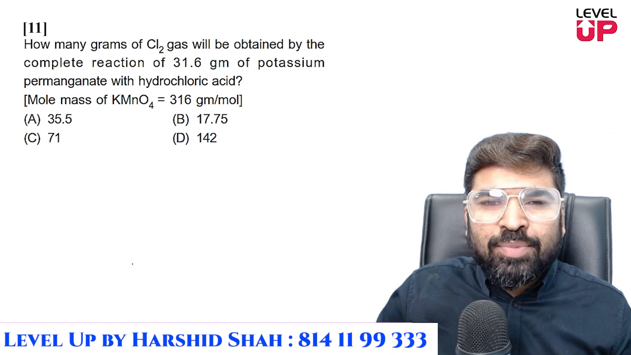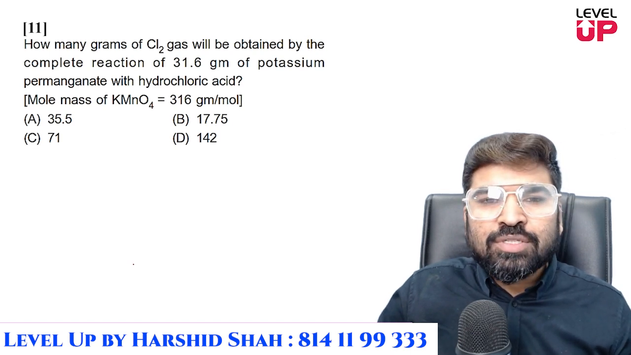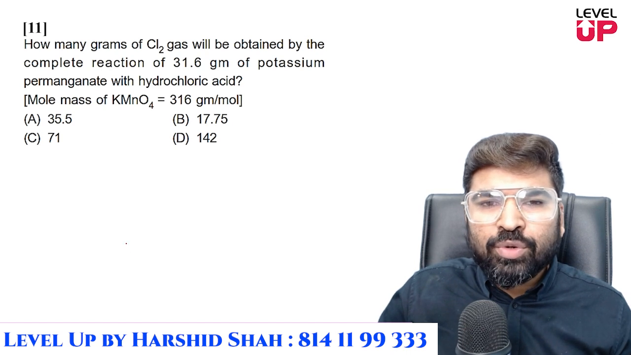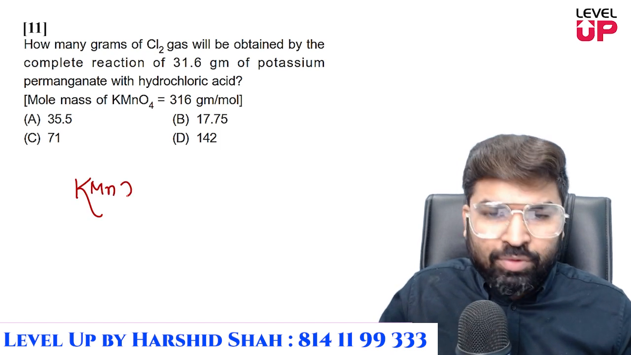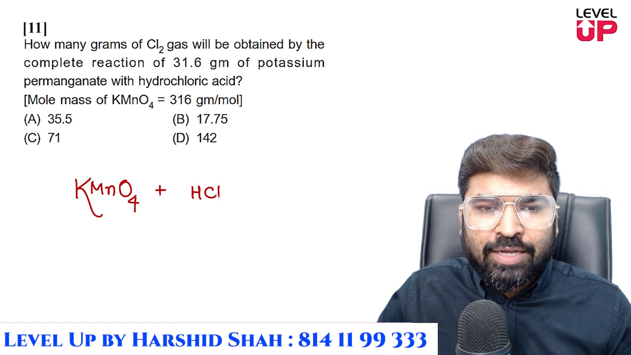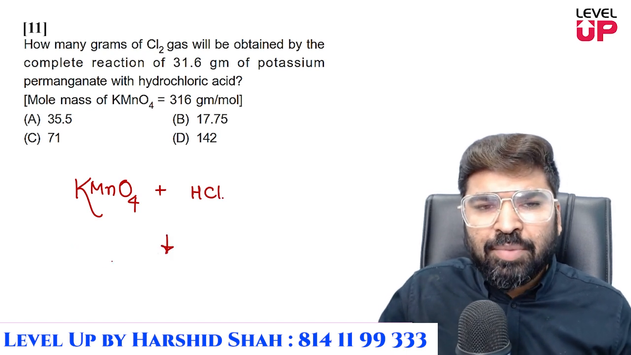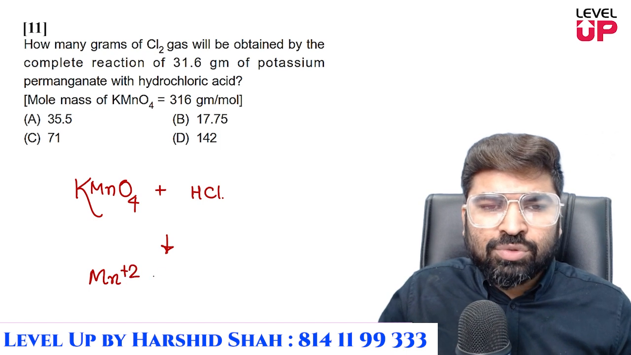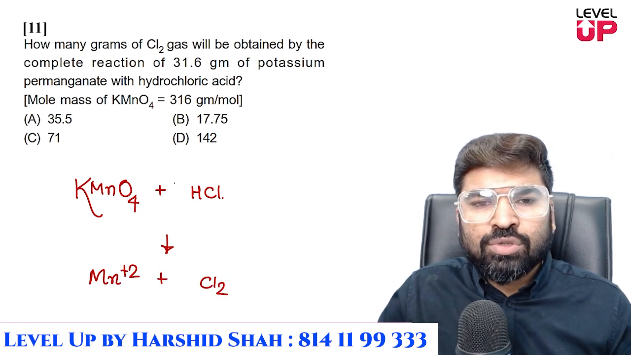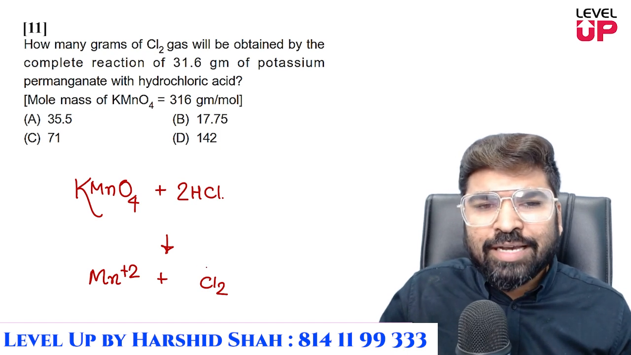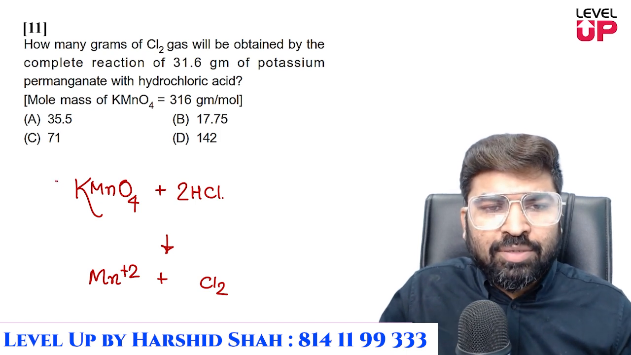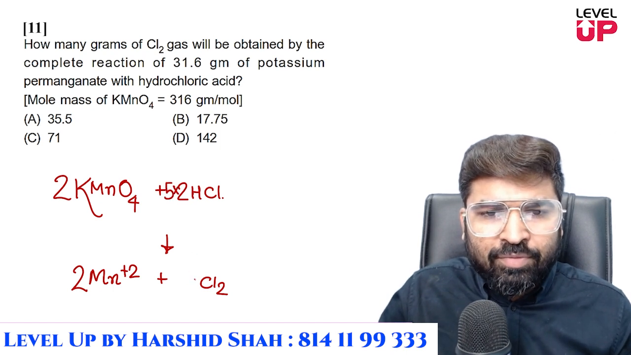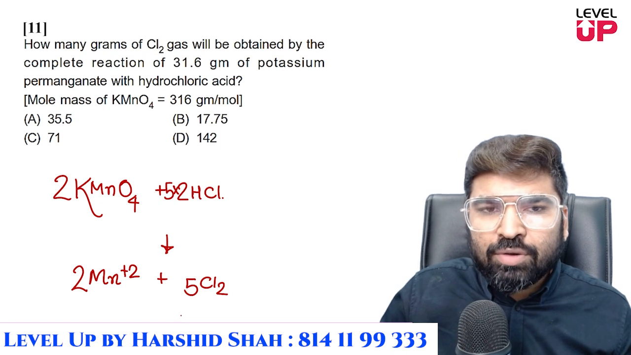How many grams of chlorine will be obtained by complete reaction of 31.6 gram potassium permanganate with hydrochloric acid? Okay, so what we have to do, chlorine gas KMnO4 के साथ बनाएंगे from hydrochloric acid. So the reaction in acidic medium, manganese does decrease to +2 and the chlorine definitely will get oxidized from HCl to Cl2. If you balance the reaction, we need 5 electrons here and we need 2 electrons to be released from here. So LCM लेंगे 2 times and 2 times और इसको हमने multiply किया 5 times से यहाँ पे 5Cl2. So this will be the balanced redox reaction, right?